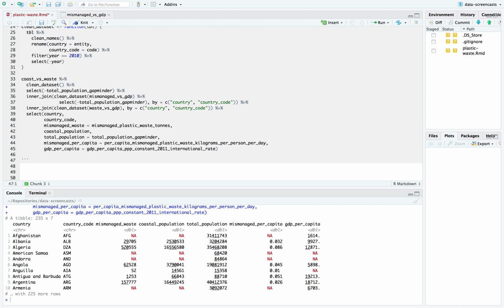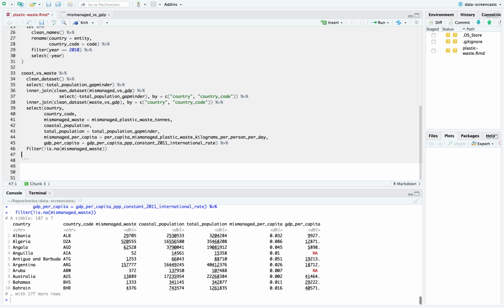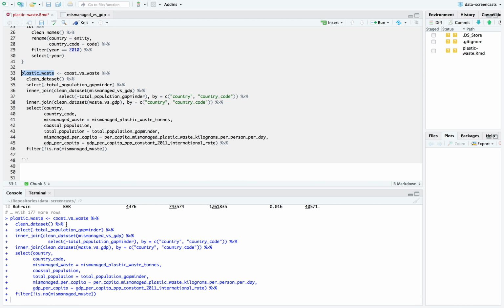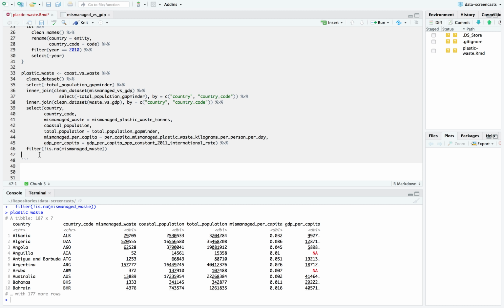I have it for 235 countries. The ones where we don't have things like the mismanaged waste, it looks like we also don't have it in mismanaged per capita. It's not that useful to just have population and GDP per capita. So I'm going to say not is.na mismanaged waste. So here's our relatively clean data. It looks like we don't always have GDP per capita. We could probably get it through the WDI package, which we've used in 2 recent screencasts. But for starters, I'm going to say plastic waste. Here's our cleaned data set.